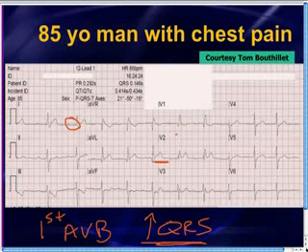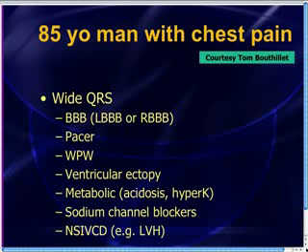So what do we say? When you identify an abnormality, you've got to think about the differential. So let's take a look at the differential that we did last week for wide QRS. What are the things that give you a wide QRS? Bundle branch block, pacers, WPW, ventricular ectopic beats.